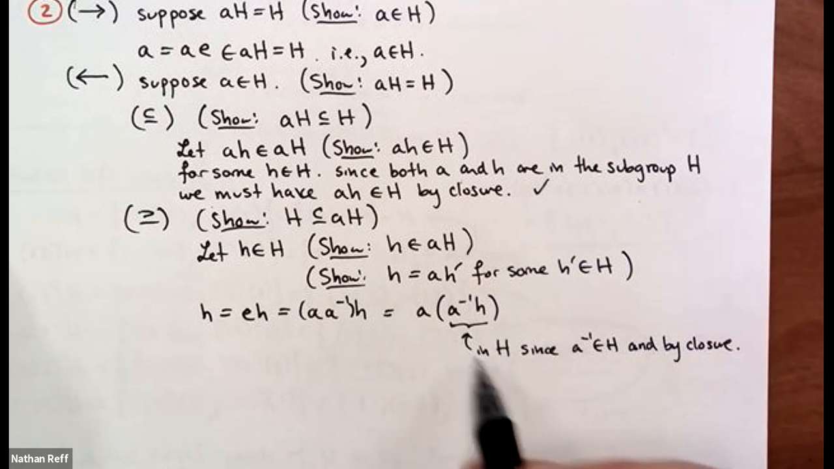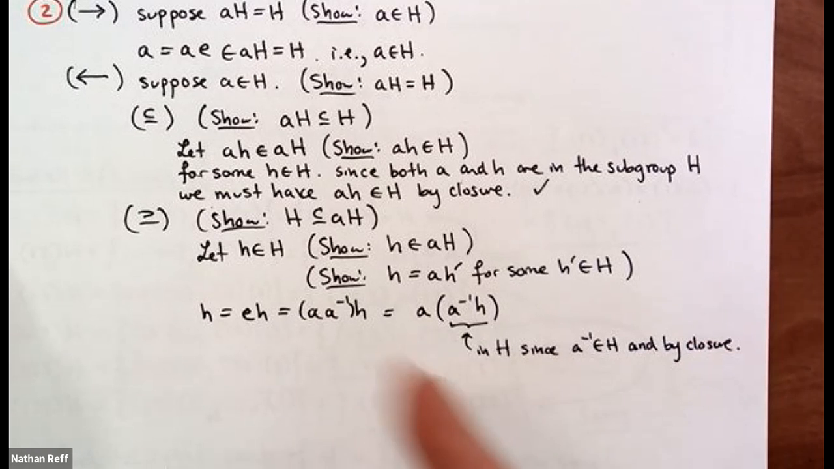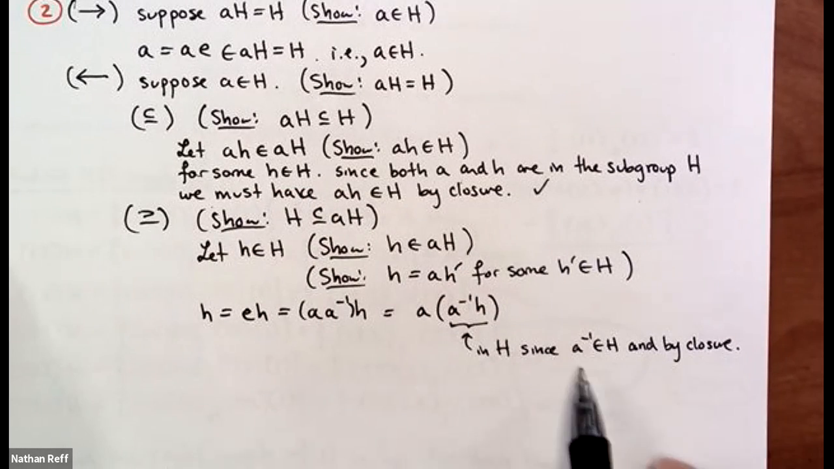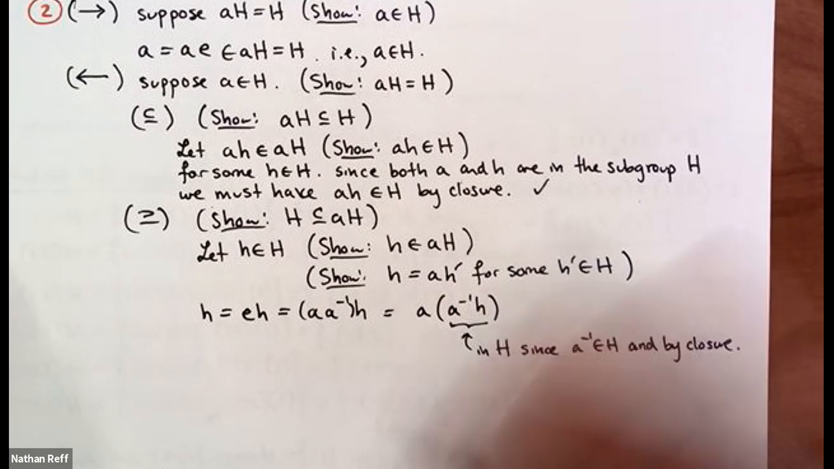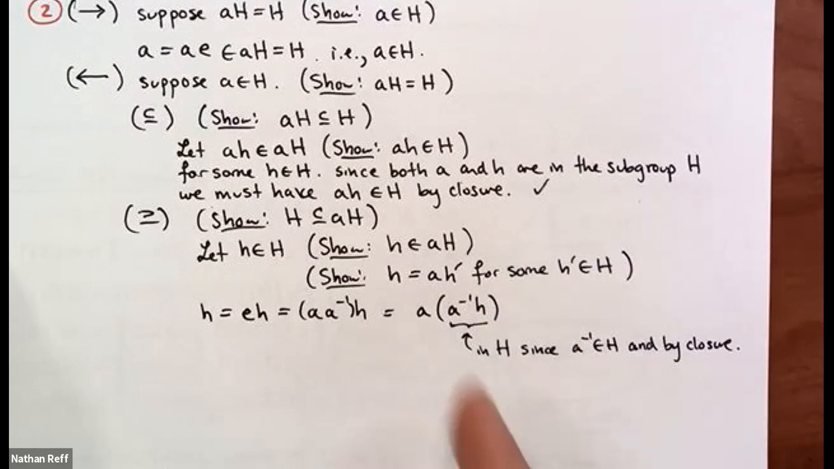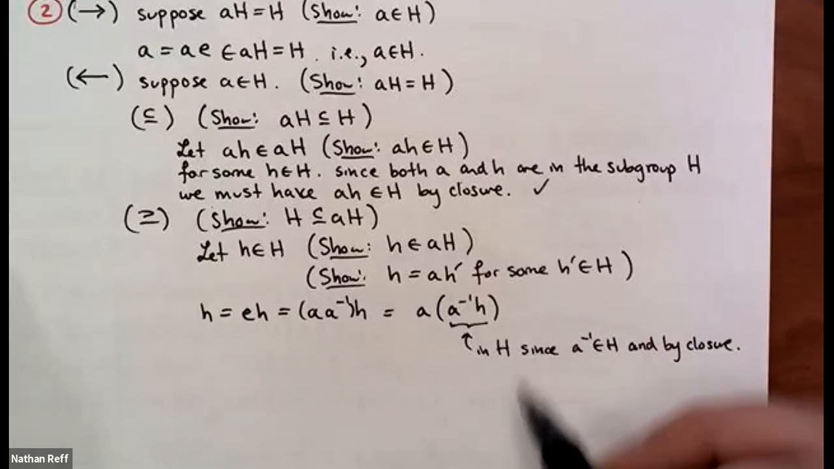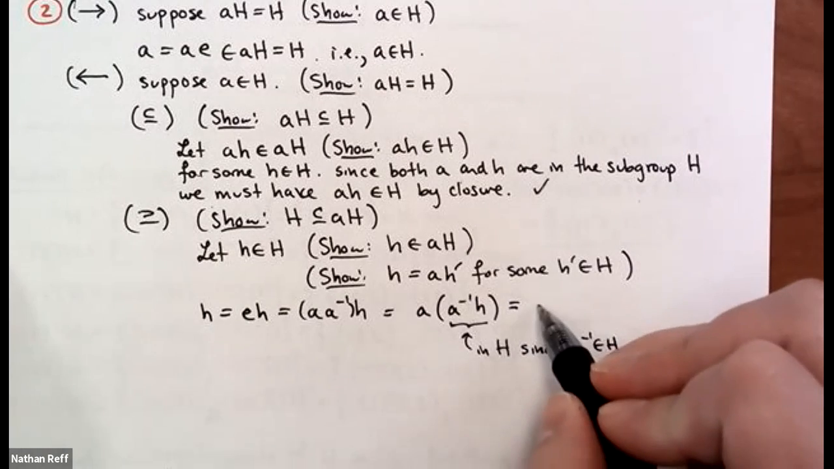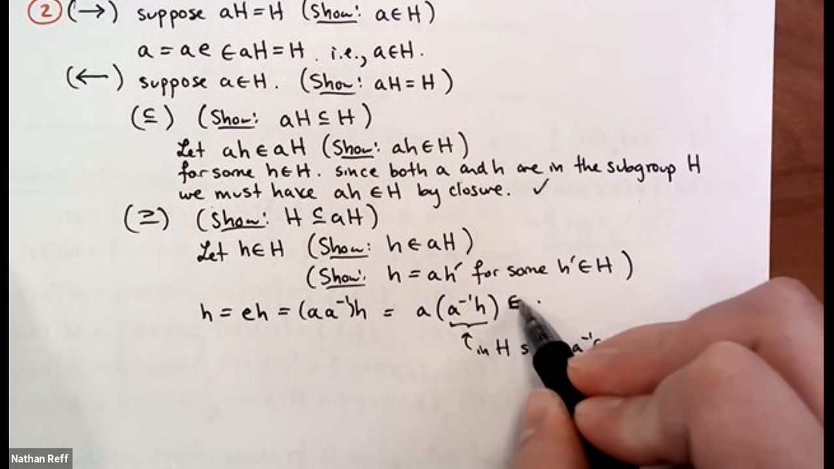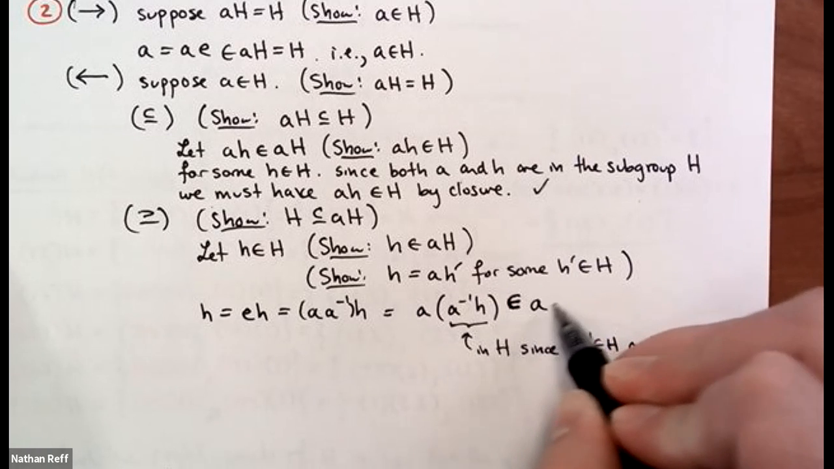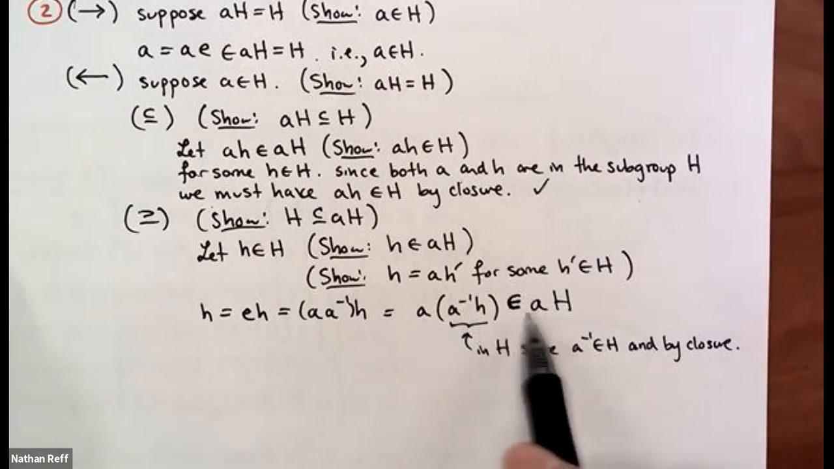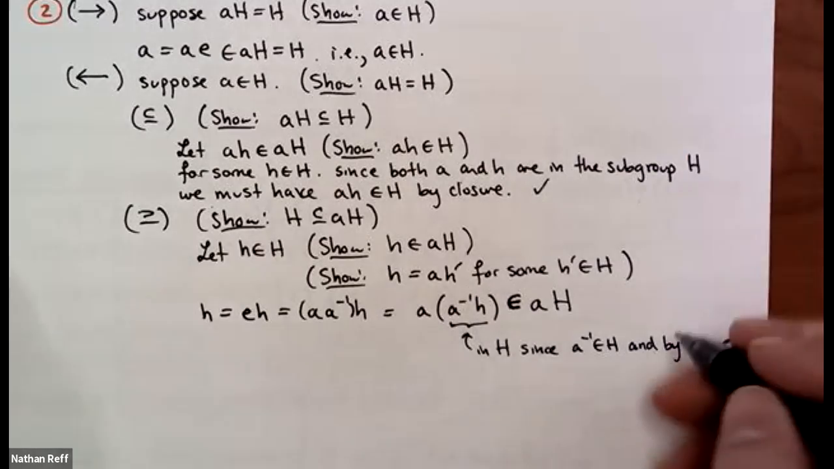Even if you wrote that this is in H by our above assumptions, I wouldn't take off anything. It's just making sure it's clear that you're using inverses and closure, two properties. Technically, you're also using associativity there. So you're using everything. And you could just say that this is an element, sorry, an element of AH, right? In A times something in big H.